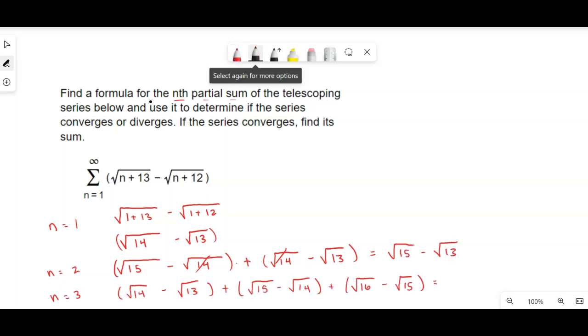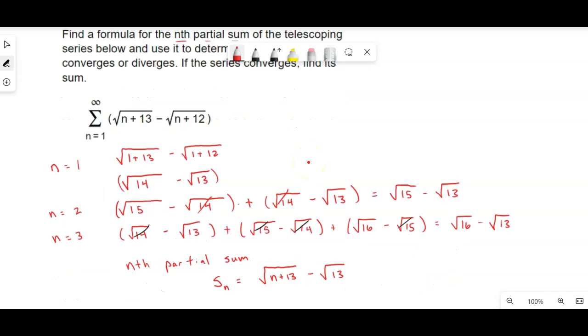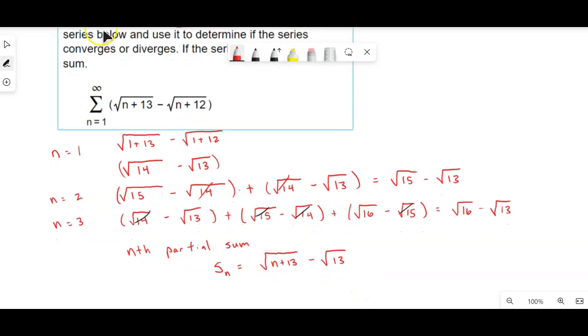When we extend it up to n equals 3, the 14 is going to cancel, the 15 is going to cancel, and we end up with the square root of 16 minus the square root of 13. Partial sum, you can see that for the first partial sum, it's 14 under the radical minus the square root of 13. When n equals 2, it's 15 under the radical minus the square root of 13. When n equals 3, it's 16 minus the square root of 13. So it's always 13 more than this number underneath the radical, minus the square root of 13, that is always what we get when we take the nth partial sum.